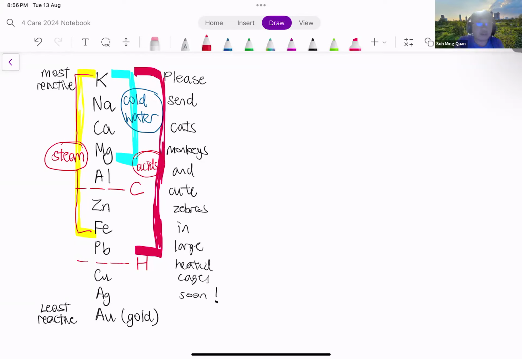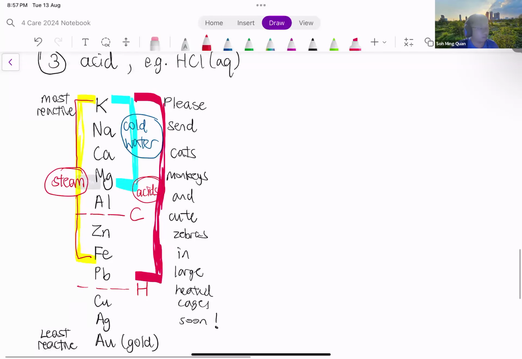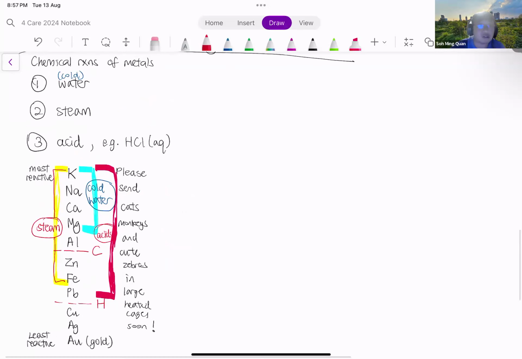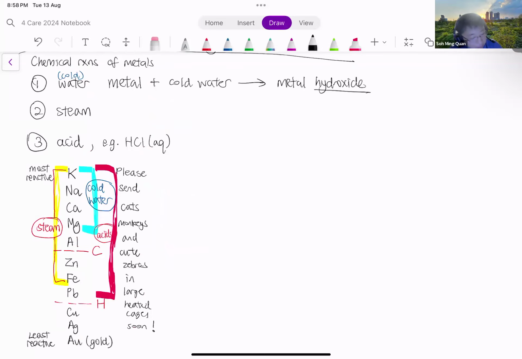Let me give you some time to digest that and make sure you have highlighted the correct metals. Now that we are ready to move on, you have already highlighted which metals react with cold water, steam, and acids. Let's start with the first reaction. When metals react with cold water, metal plus cold water forms the metal hydroxide plus hydrogen gas.